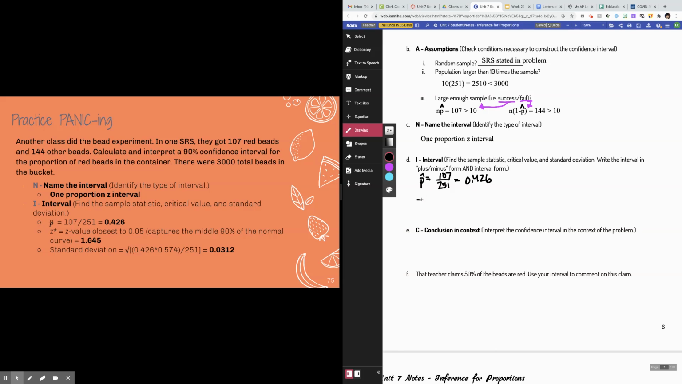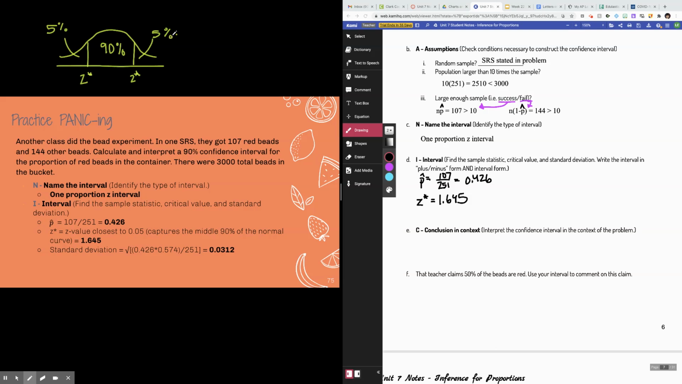I'm just going to tell you, you can go and verify in your Z table, that your critical value, your Z star value, is 1.645. Keep in mind, this is where that comes from. If I have my standard normal curve here, and I'm doing a 90% confidence interval, I'm looking for this value right here, and it's mirrored on the other side. If there's 90% captured in the middle, then there's 5% in each of these tails.